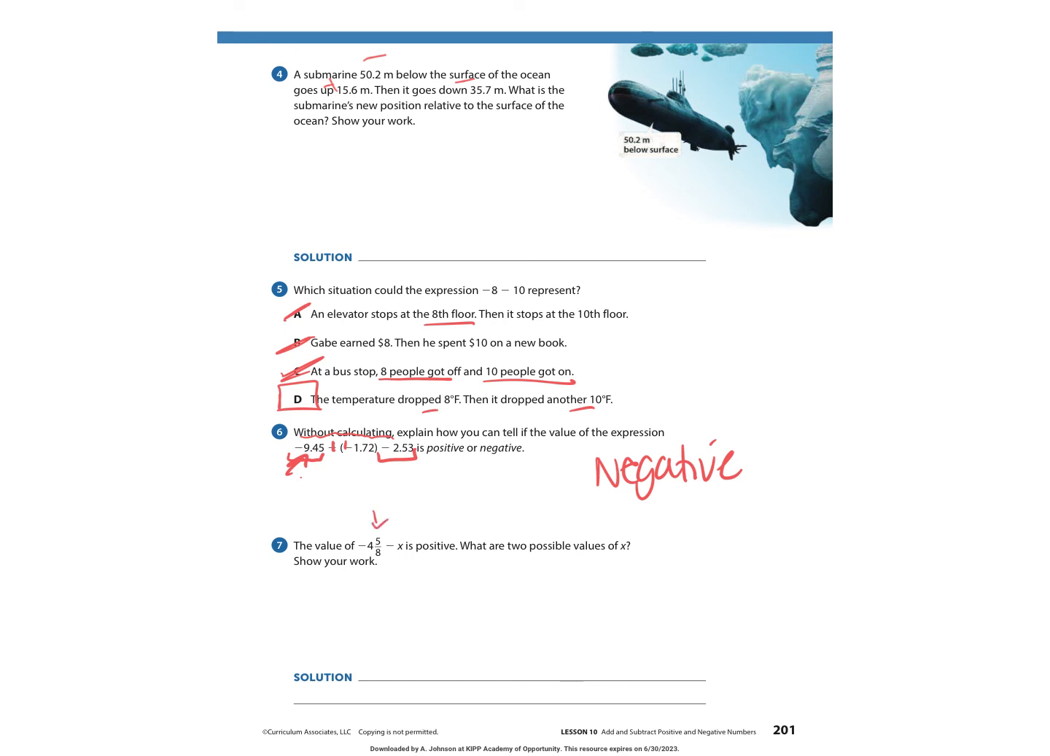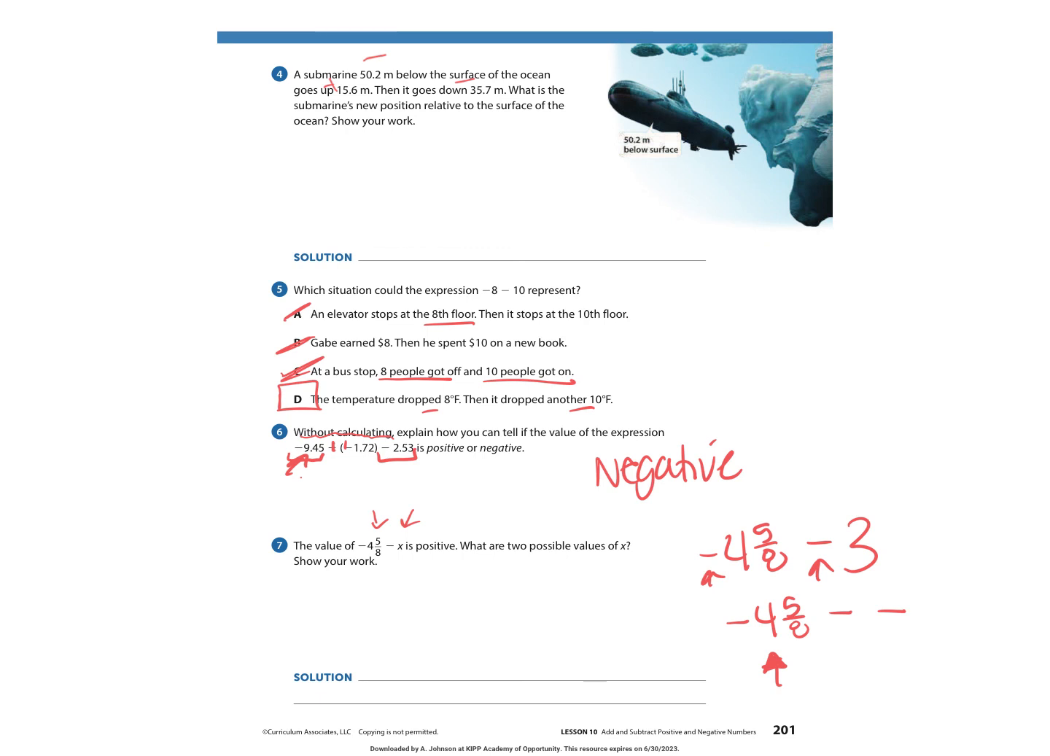Negative 4 5/8 minus something is positive. What are two possible values of x? Okay, remember, if you subtract a positive, it's going to keep getting more negative. Because if this is negative 4 5/8, and you put -3, it's negative getting more negative. So whatever you do, you have to subtract a negative here. Okay, you need it to look like this. Minus a negative. If you want to end up with an overall positive number, you have to have your number be bigger than this, a bigger absolute value.